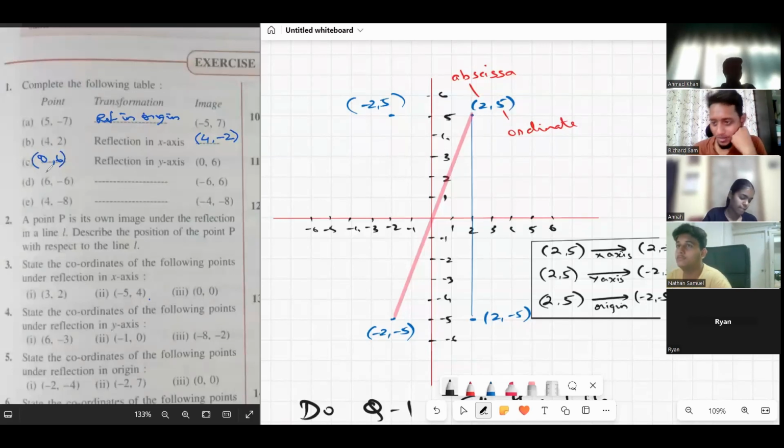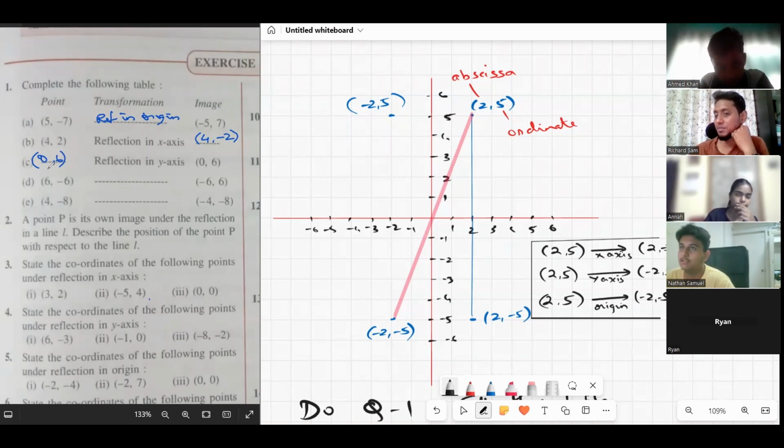Our teacher told us to write that it's invariant. Yeah, I was just going to say that. Okay, good. You know it. You're remembering it. So if a point after reflection does not change its value, that point is called invariant. Invariant means even after reflection, its value does not change.